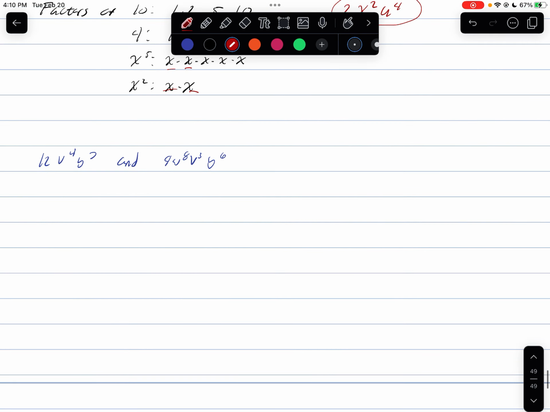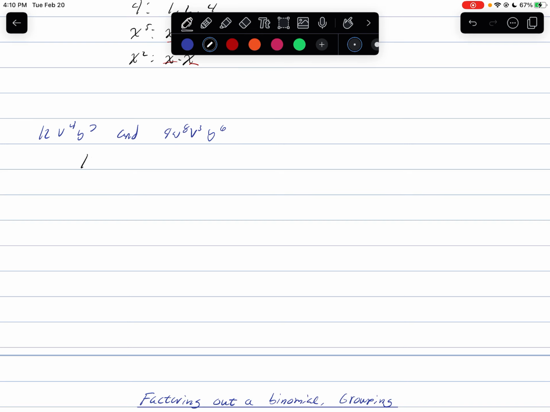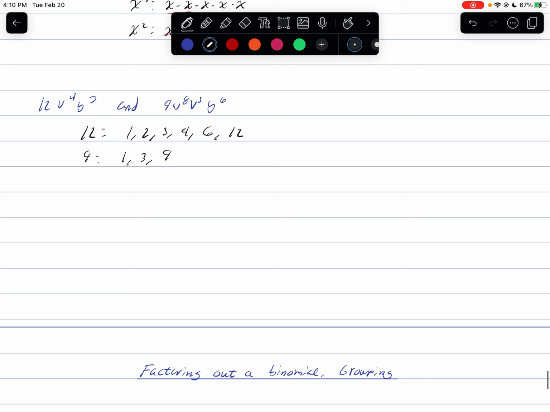Okay, let's look at this one. Here we have 12v to the fourth, y to the seventh, and 9w to the eighth, v to the third, y to the sixth. We'll start with our numerical values. Factors of 12, we know, are 1, 2, 3, 4, 6, and 12. And then we have 9, which is going to give us 1, 3, and 9. So the largest numerical value we have in common is 3. So we know that 3 is going to be a part of our answer.